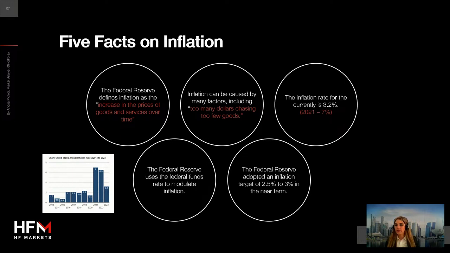So the very first one, the Federal Reserve defines inflation as the increase in the price of goods and services over time. So what that's supposed to mean.